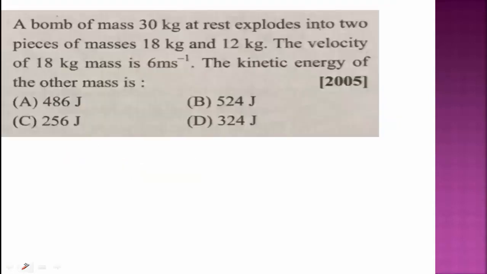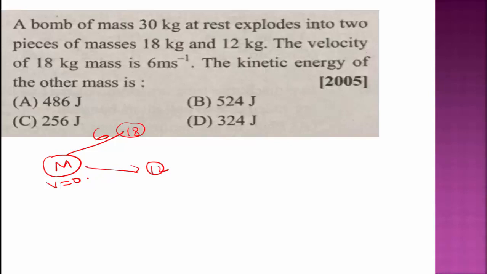And then the next problem is: a bomb of mass 30 kg at rest. Here this is the bomb of mass 30 kg at rest, v is equal to 0. It explodes into two pieces of mass 18 kg and 12 kg. The velocity of this 18 kg mass is 6 meter per second. Find the kinetic energy of the other mass.